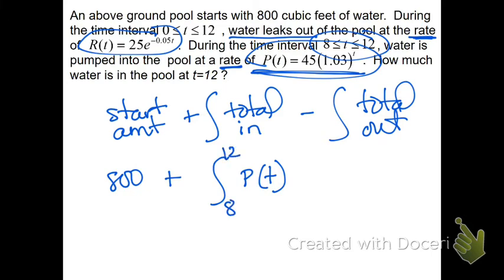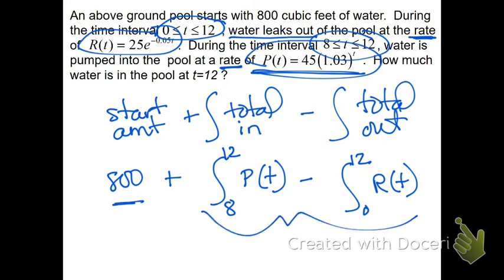Okay, then the total out was R of T. That was the rate out. So the total is the integral of that. And that time frame was from 0 to 12. Okay? You don't have to write anything more than that on the AP exam, and then they often ask you to interpret what you have found. So it's the starting amount, and this is what we call the net change. Okay, starting amount plus total in minus total out, very common problem.